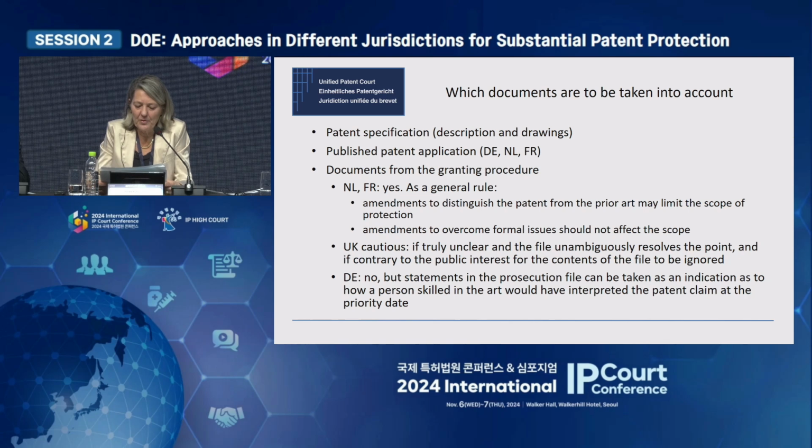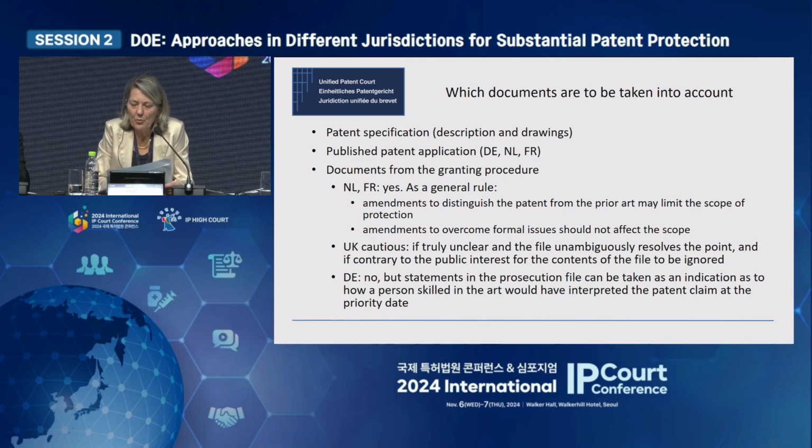Finally, as to the prosecution history, there is some divergence in Europe as to whether this is done. Of course, in all countries, the patent specification is looked at. In many countries, also in Germany, the published patent application is looked at. So if you compare the patent specification with the original application, you can see what has been amended. And documents from the granting procedure can be looked at in the Netherlands and in France. And as a general rule, amendments to distinguish the patent from the prior art may limit the scope of protection. But amendments to overcome formal issues, such as added matter and clarity, should not affect the scope.